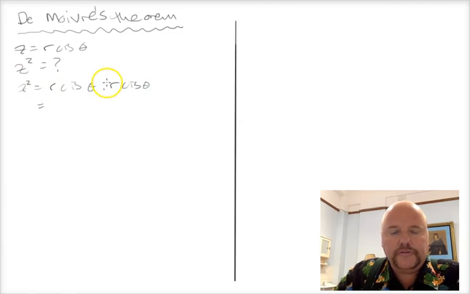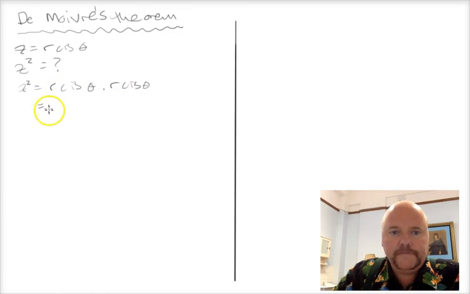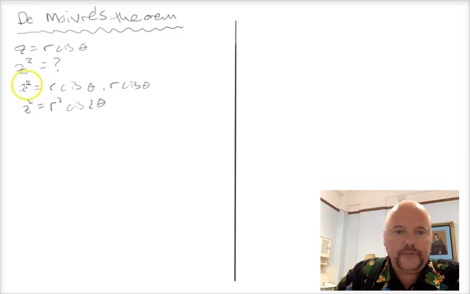Now we know when we multiply two complex numbers in mod arg form, we multiply their moduli, so we get r squared, and we add their arguments. Now theta plus theta is 2 theta. So what we get is cis 2 theta. So that's z squared. Now we can do this any number of times for powers of 3, powers of 4, line them all up and group them all together, but you'll probably see a little bit of a pattern.